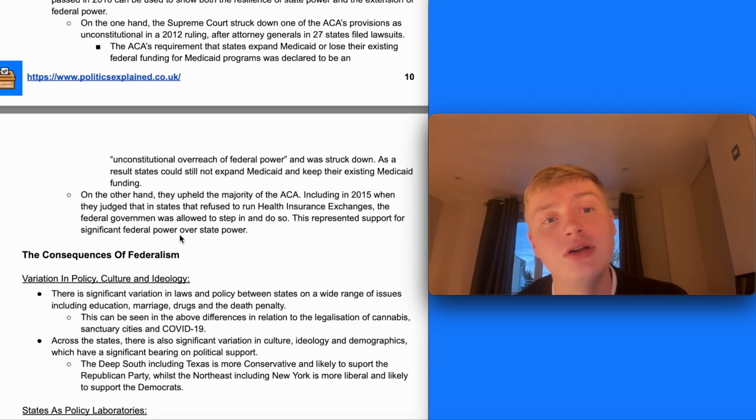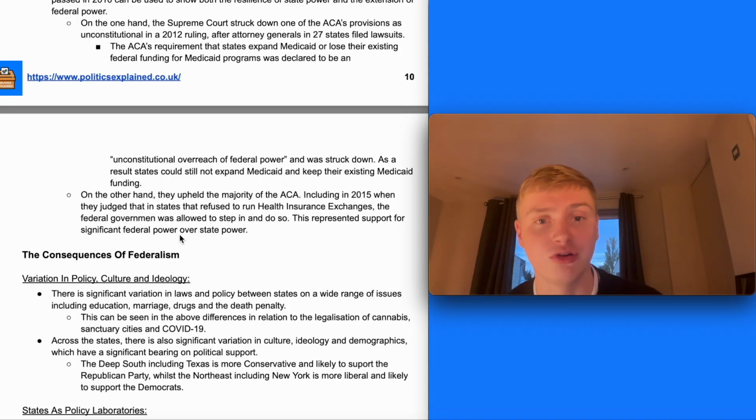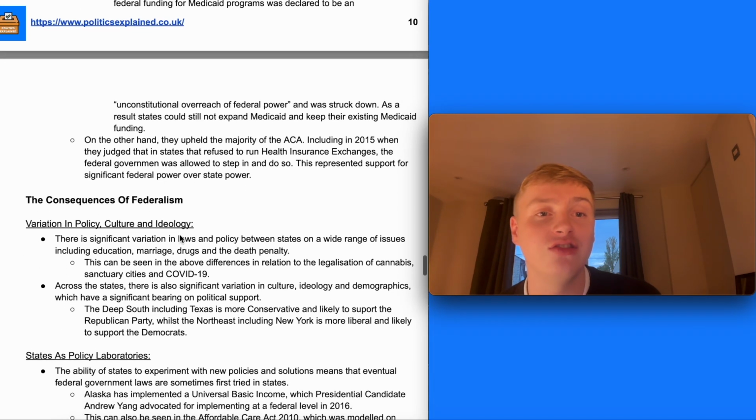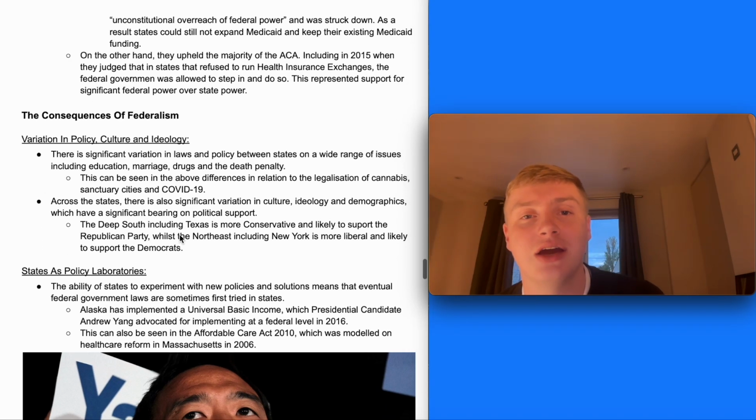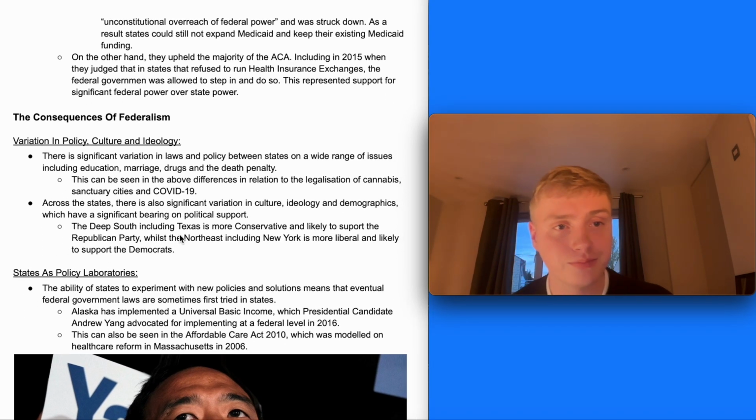The ACA's requirement that states expand Medicaid or lose their existing federal funding for Medicaid programs was declared to be an unconstitutional overreach of federal power and was struck down. And as a result, states could still choose not to expand Medicaid and keep their existing Medicaid funding after this ruling. On the other hand, they upheld the majority of the ACA, including in 2015 when they judged that if states refused to run health insurance exchanges, the federal government was allowed to step in and do so. And this represented support for significant federal power over states.